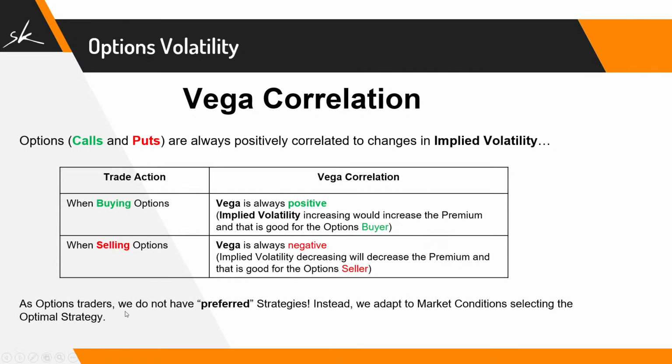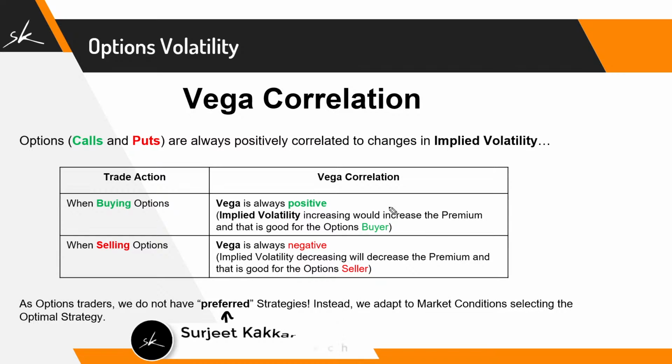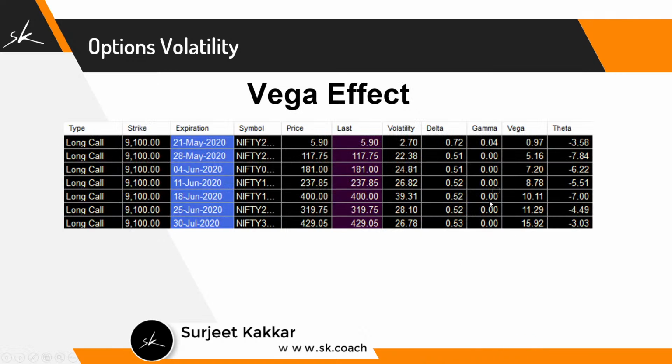All right, so as an options trader, again, very important, we do not have preferred strategies. Instead, we adapt to the market conditions, selecting the optimal strategy. So that is what we will be learning as we move ahead, that based on whatever the market conditions are, which will be the best strategy to be applied at that particular given point of time. It's not that you will have some preferred strategies and every time you'll be using those strategies. So depending upon how the implied volatility is, we will choose the best strategy for that particular condition, and those are the strategies we will be applying.